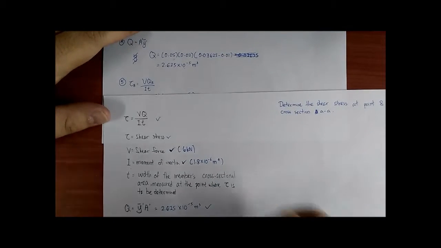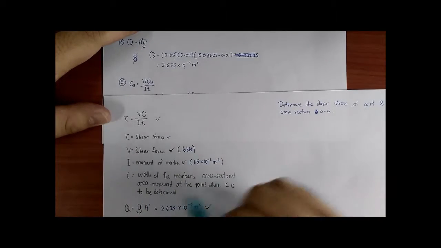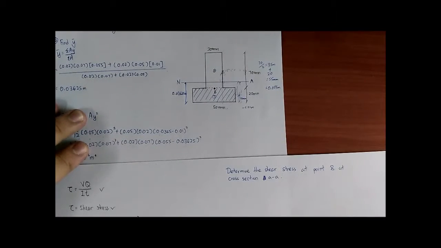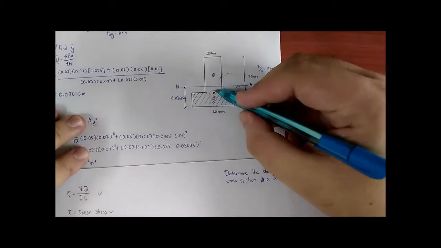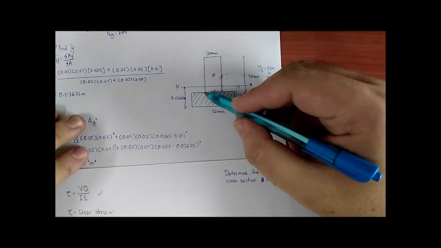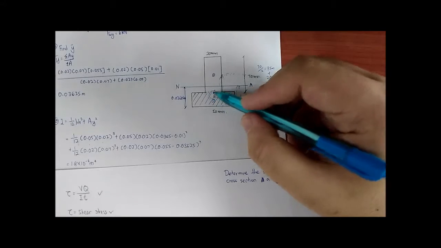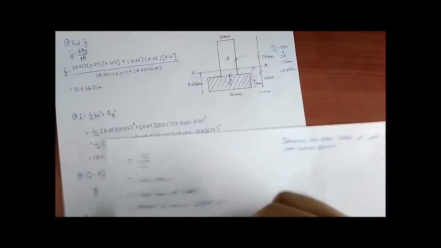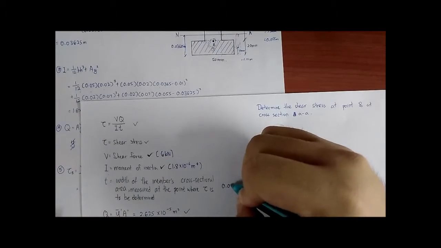The last one is t, the width of the member cross-sectional area measured at the point where tau is to be determined. The point we need to calculate is B. So from B we can find the width t is 0.02 meter. So our t is 0.02 meter.